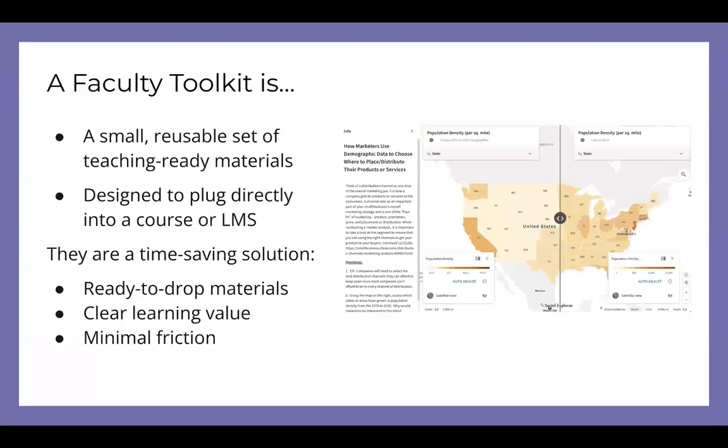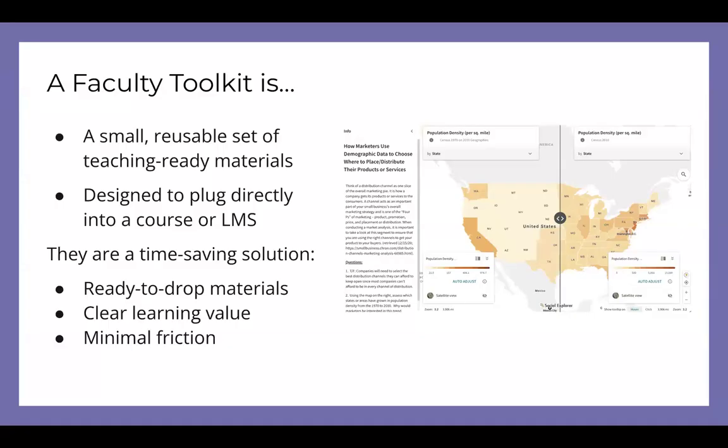So, what is a faculty toolkit? It is a small reusable set of teaching-ready materials. It's designed to plug directly into a course or learning management system, and it's really meant to be a time-saving solution. So the key idea here is it's not a huge research guide or an entire course redesign. It's just something that a faculty member can adopt quickly with minimal friction.